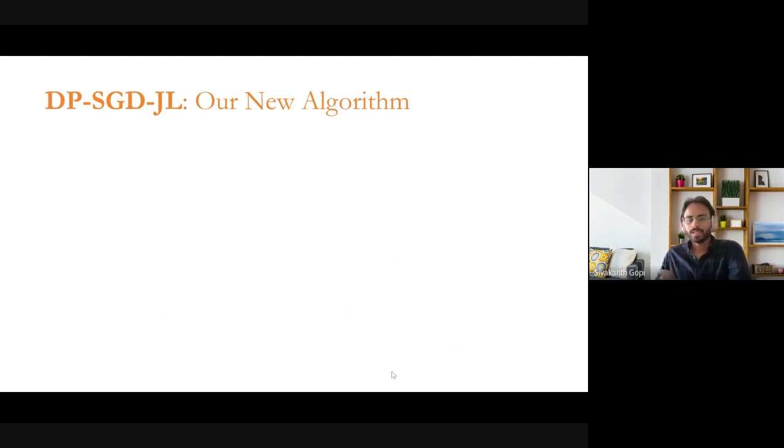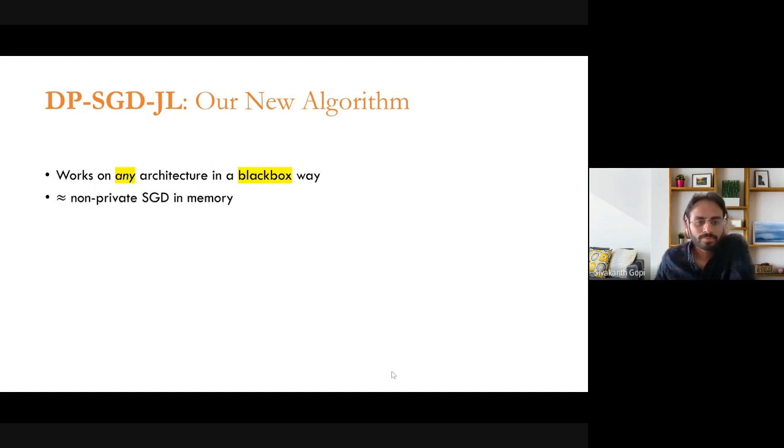Okay. So what we do in this paper, we introduce a new algorithm. It's called DP-SGD-JL, and this JL stands for JL projections, Johnson-Lindenstrauss projections. I'll tell you what they are. They're just random projections. What are the main points? The main advantage is that firstly, it works on any architecture in a black box way. It's not tailored to a specific architecture, like convolutional neural networks or fully connected networks or RNNs. It's just a black box algorithm which can train any neural network. And in terms of memory, it is almost similar to non-private SGD, so it does not require much more memory.